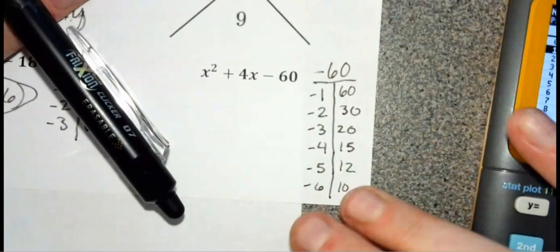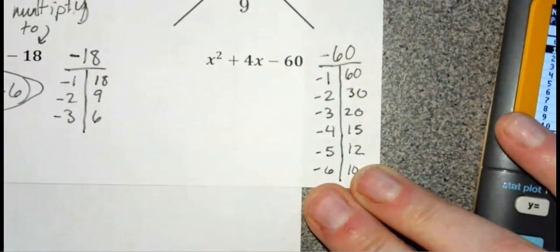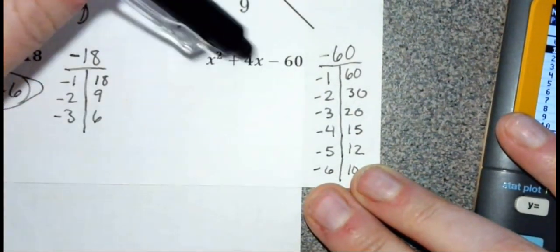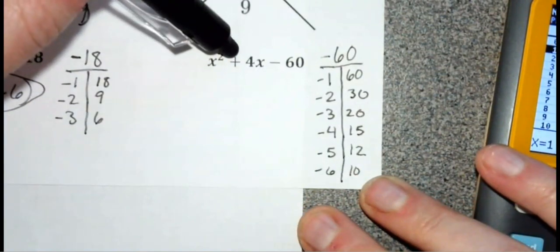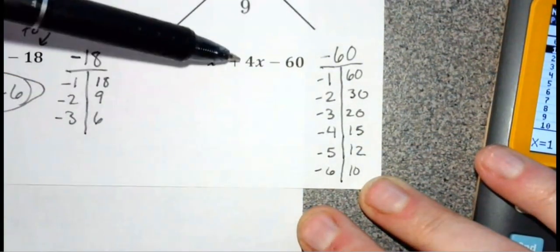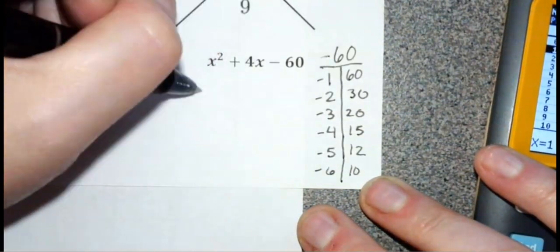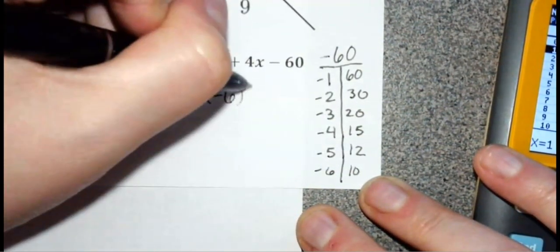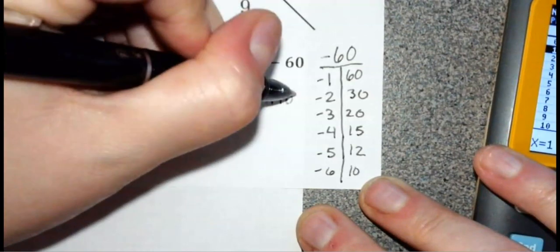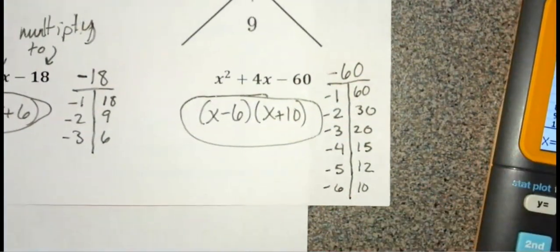Okay, so I took all these from my table, and then, why do we have negative signs on the first one? Well, one of them has to be negative, because it needs to end up being a -60. But we want it to end up being a +4, so the bigger number has to be a positive number. So you add all these together and figure out which one adds up to 4. And you gotta go all the way down here to -6 and 10. So x minus 6, x plus 10, and that's all you gotta do.